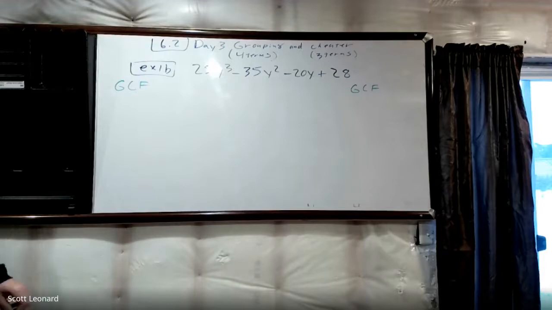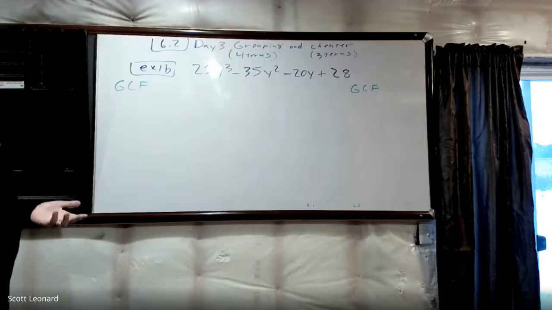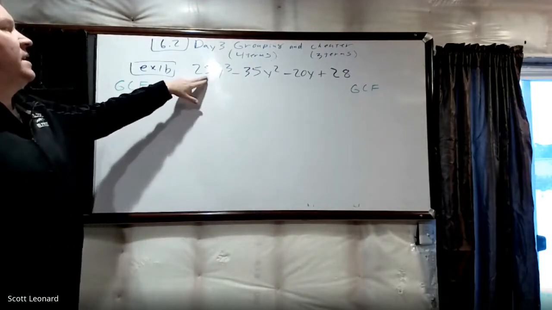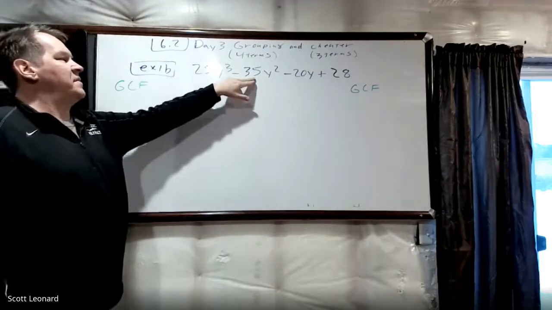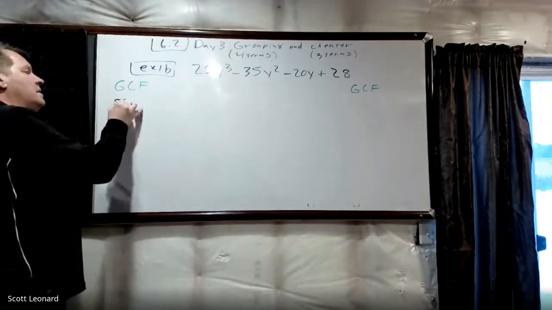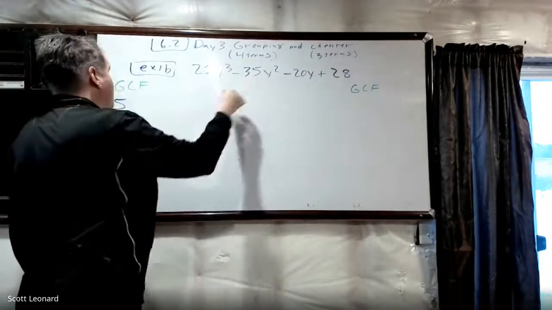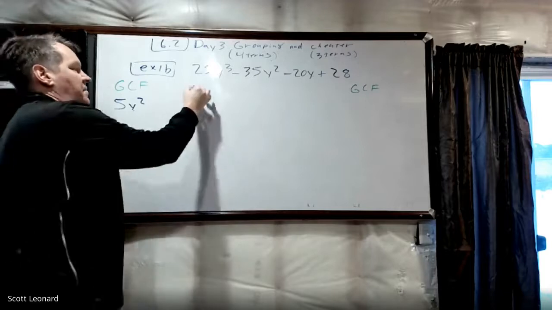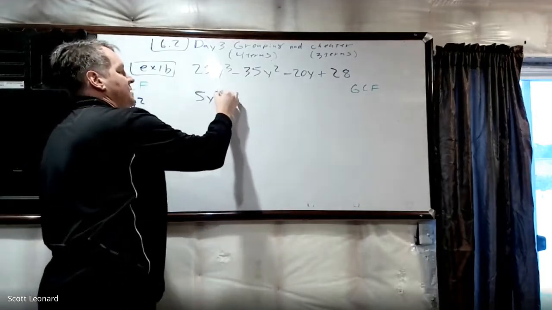All right. Anybody need more time on this one? Okay. This one has some similarities to the other one. I changed the letters intentionally. 25 and 35. Most of you are going to realize that 5 is our GCF. Just like the last one, we had y squared here as our GCF. 5y squared.